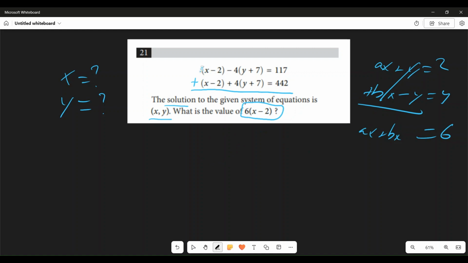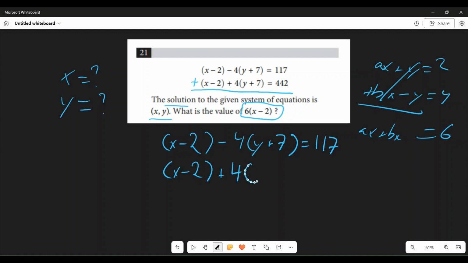So we're going to do the exact same thing for this one. Let's first write out our equations. The reason why I'm choosing this method is that you'll notice the second term is the same in both equations. On the top we have minus 4 times the quantity y plus 7, and on the bottom we have plus 4 times the quantity y plus 7, and they equal two different things. One equals 442, and this one is equal to 117.